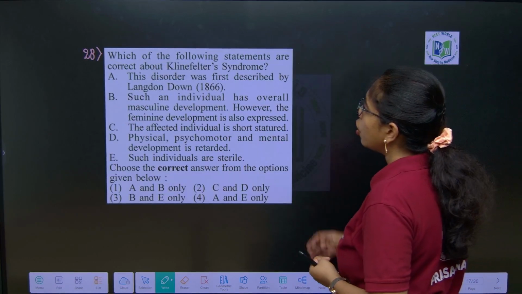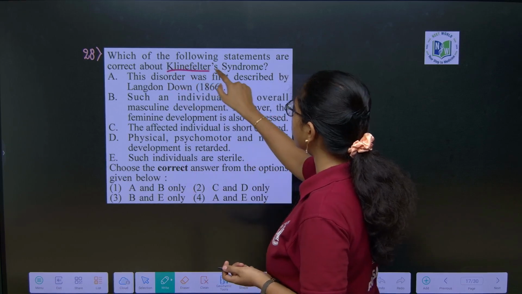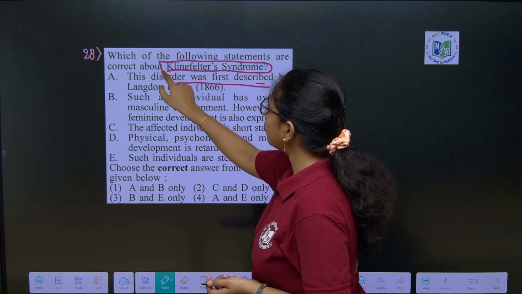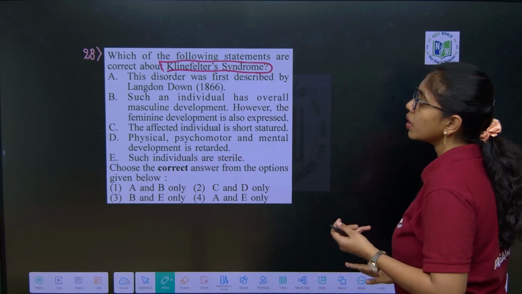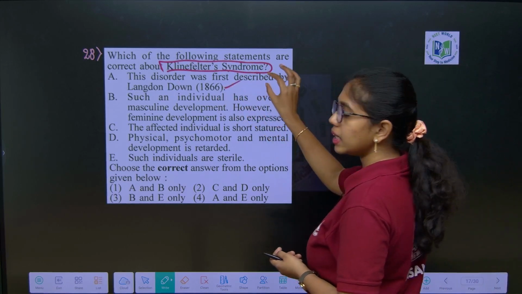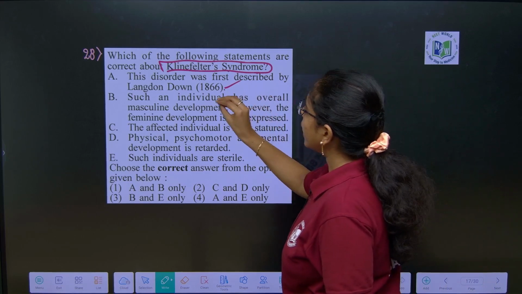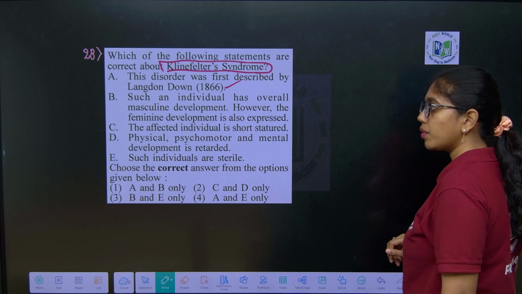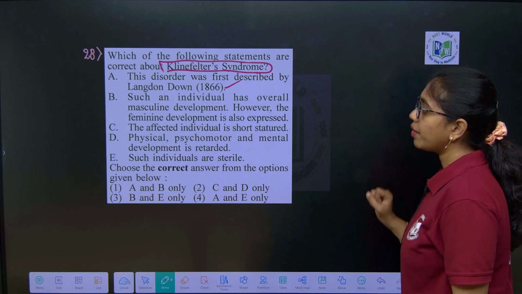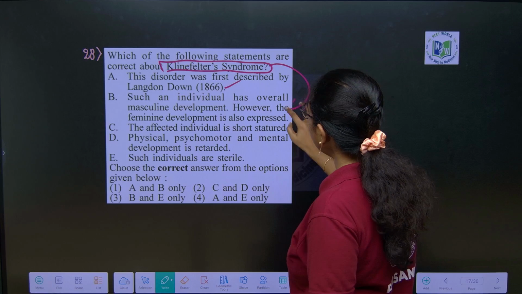Then if we see, which of the following statements is about Klinefelter syndrome? Okay, which is about Klinefelter syndrome. So Klinefelter syndrome, if you see, Langdon Down discovered Down syndrome, and the individual has overall masculine development. Klinefelter syndrome individual has masculine development. However, feminine development is also expressed in Klinefelter syndrome.